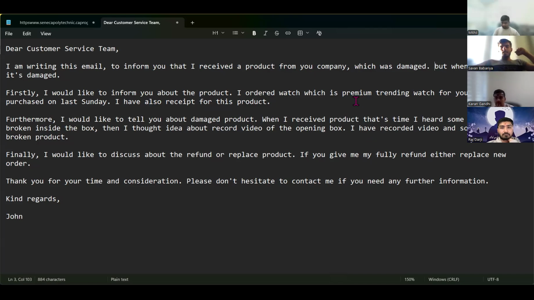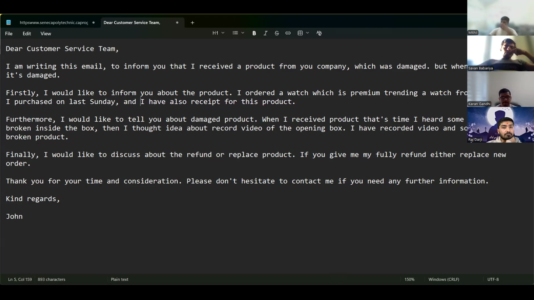Okay. So I ordered a watch, which is a premium trending watch from your company. So basically, you ordered from the company, right? Yes, I purchased it last Sunday. And so connect these two sentences. देखो connector use करो. I purchased it last Sunday and I also have the receipt for the product. Yeah, receipt for the purchase. Okay.